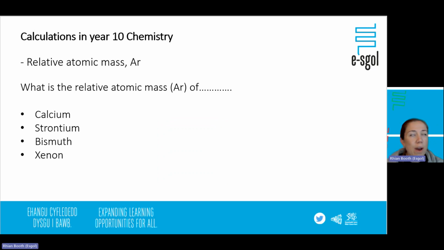So hopefully you have a periodic table somewhere nearby, whether it's up on your wall in your classroom or in your book. Okay, so get that ready now. You will be using it at points throughout the session. Okay, so it's quite handy, it's quite useful to have that on you. The first one, could you please have a look at the relative atomic mass of the following elements? Okay, so have a go at that. So we have calcium, strontium, bismuth, and xenon.